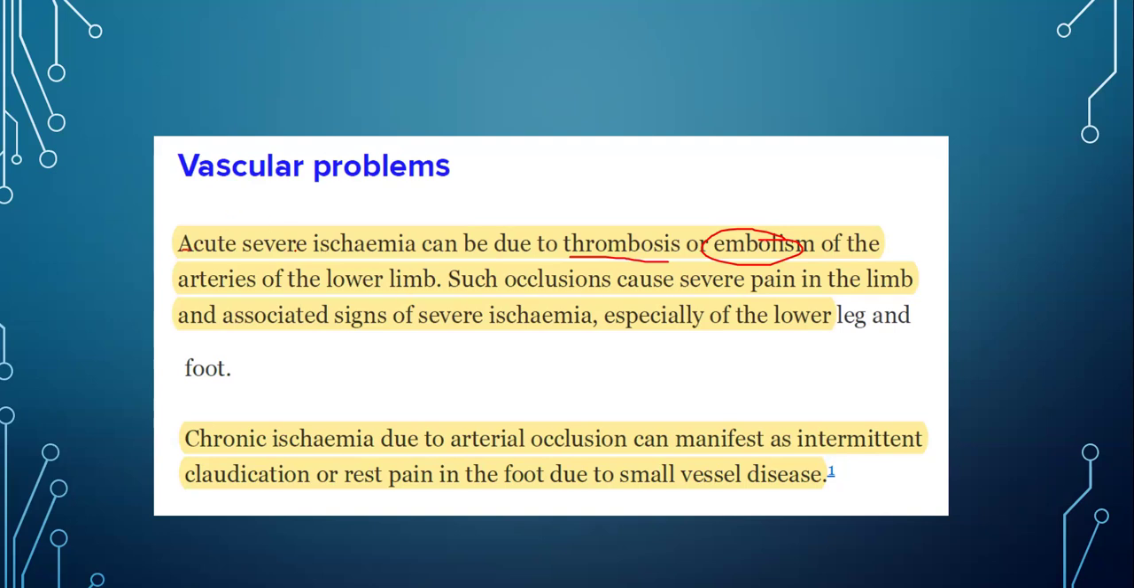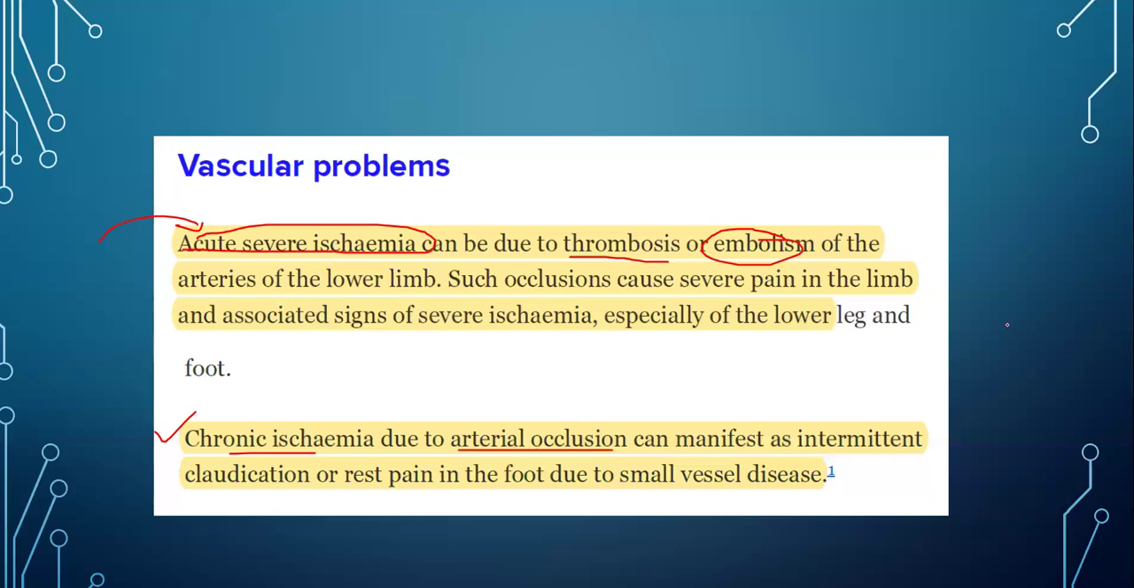So in an acute severe ischemia, the patient will suddenly come to you with acute severe lower leg pain. All right? And sometimes you will also get no pulse. So with acute severe lower leg pain, you should make sure you rule out the possibility of acute severe ischemia. And then most patients have a chronic ischemia due to arterial occlusion.